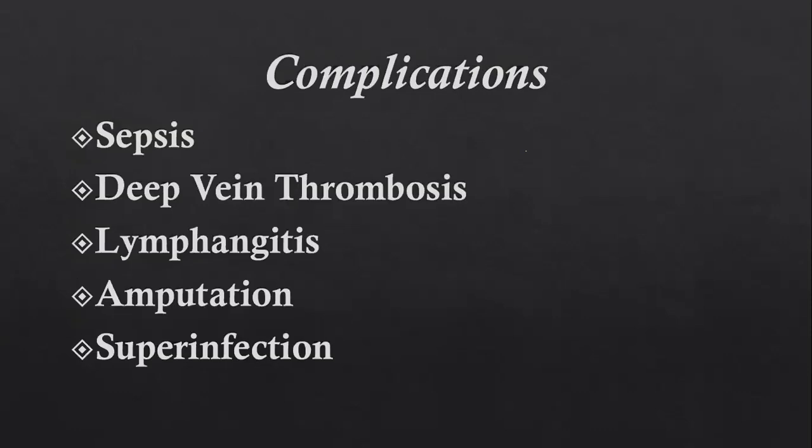Complications: the person can become septic where the bacteria travels into the bloodstream. They can have deep vein thrombosis, lymphangitis where the lymphatics are inflamed. It can get so bad, like I said earlier, to where the limb has to be amputated, or you can have a superinfection to where they can't find any antibiotics that can heal. And this is all cellulitis.